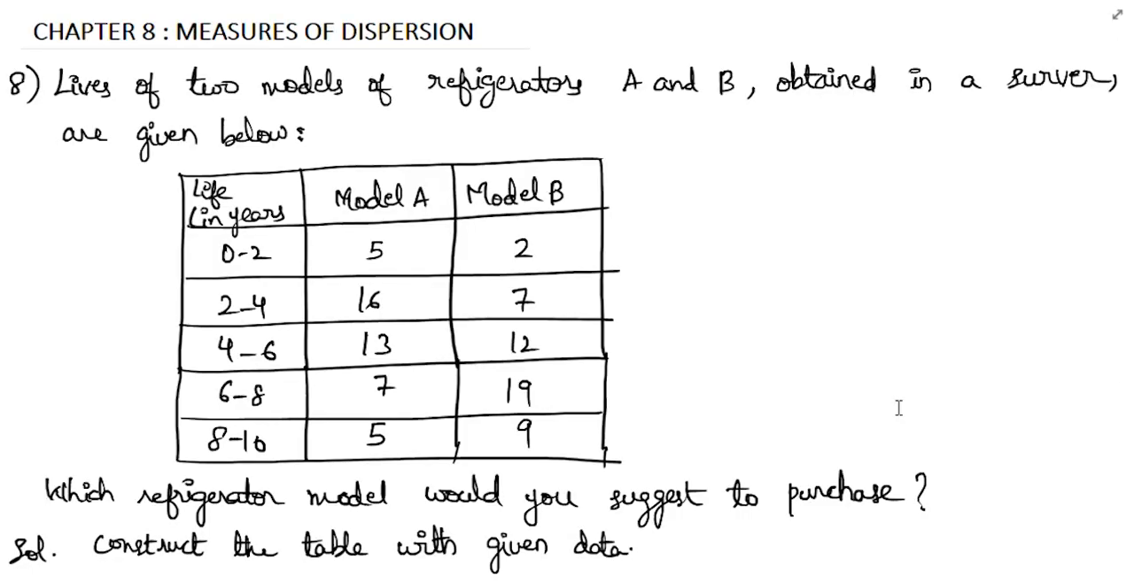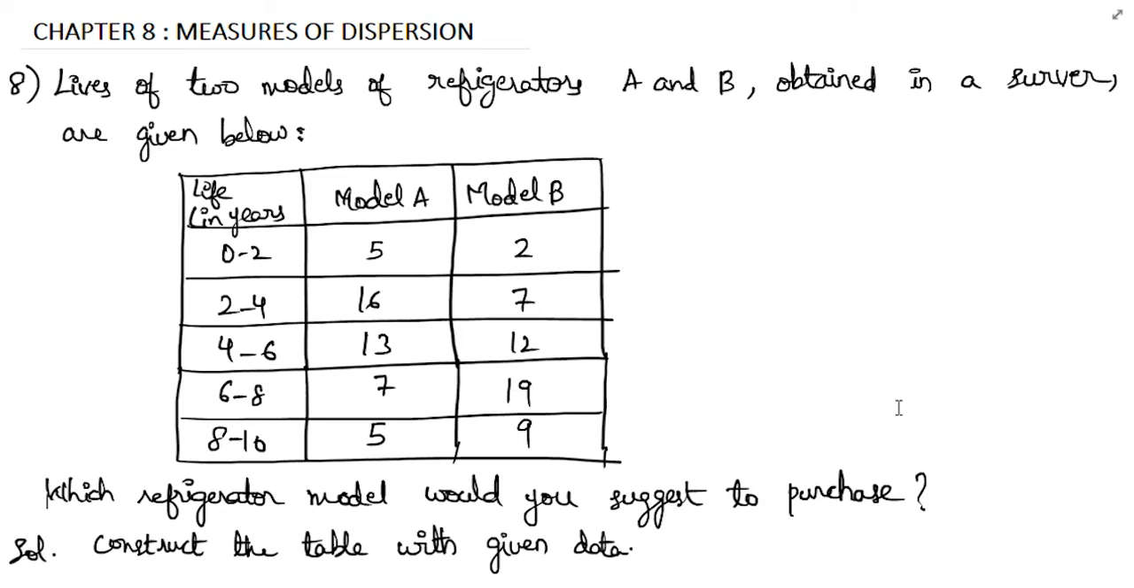Okay, so now the eighth question. Lives of two models of refrigerators A and B obtained in a survey are given below. They are asking which refrigerator model you would suggest to purchase. That means we have to find the coefficient of variation of model A and the coefficient of variation of model B. Then we will get to know which refrigerator model we can suggest.